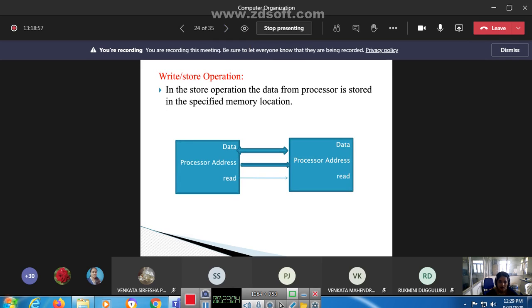Next, coming to write or store operations. In the store operation, the data from the processor is stored in the specified memory location. For the store operation, the processor sends the address of the memory location where the data is to be written on the address lines, and the data to be written on the data lines, and generates the appropriate write signal to indicate the store operation. The memory identifies the addressed memory location and writes the data sent by the processor at that location, destroying the former content of the location.